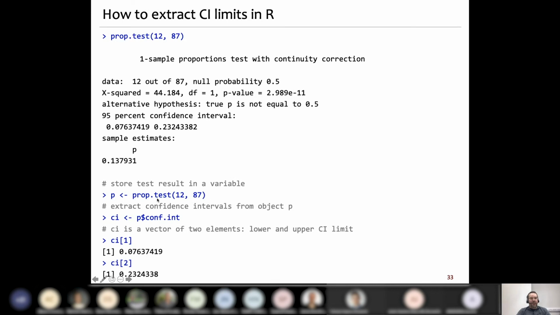So you do your proportion test and store the result in a variable P. This P will be an object in R, and this object will contain lots of information. And one of the pieces of information stored in this object is a field called conf.int. So with P and the $ sign you extract one field from the complex object. And then the confidence interval, CI, will be this conf.int extracted from the object. And this CI is actually a vector of two elements, the lower and upper confidence interval limits, and you can write them down as CI[1] and CI[2].